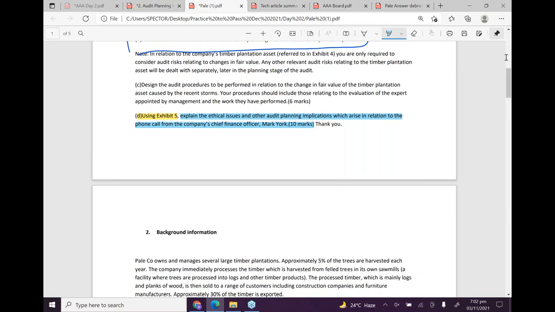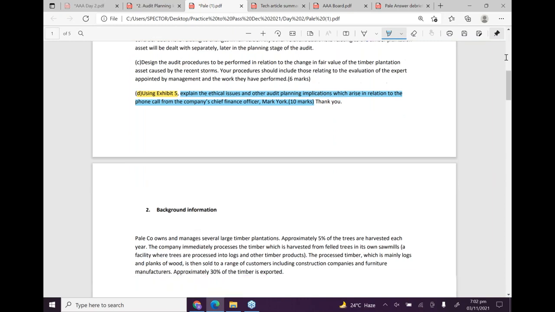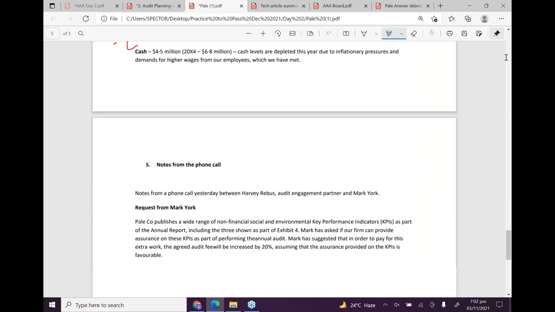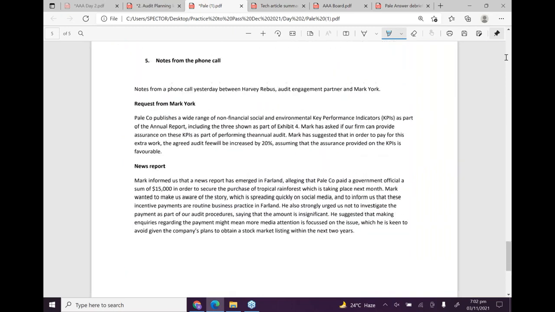So remember, when she uses the word ethical issues, she's giving you a hint that there are problems from the code of ethics as well. So explain the ethical issues and other audit planning implications which arise in relation to the phone call from the CFO Mark. So whatever he said in exhibit 5, how is that going to affect my audit planning and what are the ethical issues? I'm just going to scroll all the way down to exhibit 5 and then waiting for your 10-mark answer, guys.